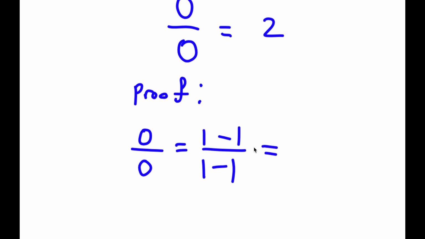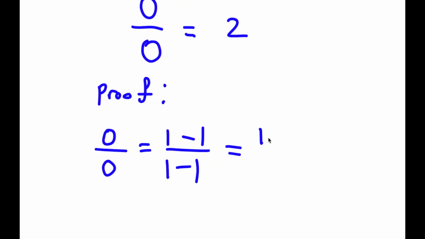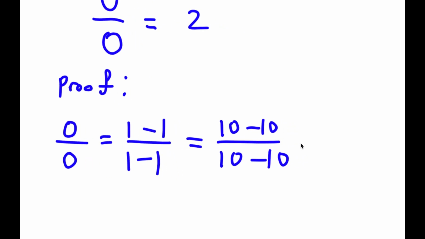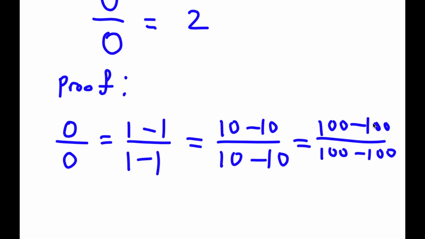Now this is the same thing as 10 minus 10 over 10 minus 10, right? Because 10 minus 10 is again 0. So I have 0 over 0 still. And this is the same thing as 100 minus 100 over 100 minus 100. Again, 100 minus 100 is 0, so it's 0 over 0 still.